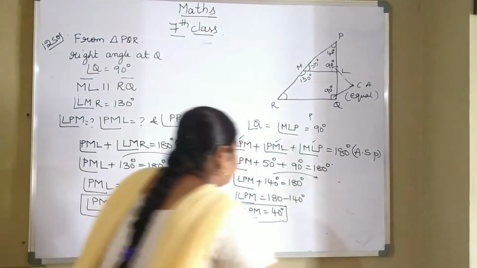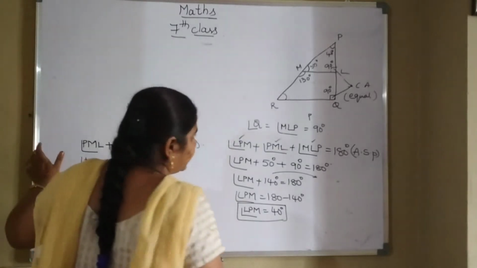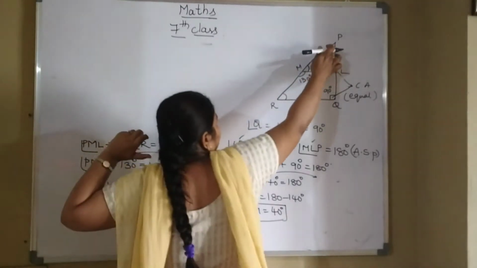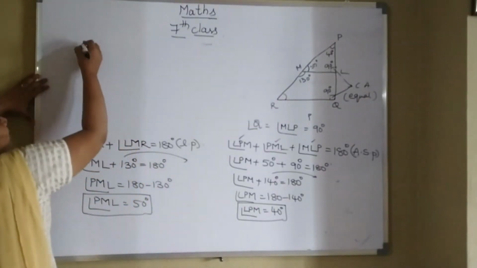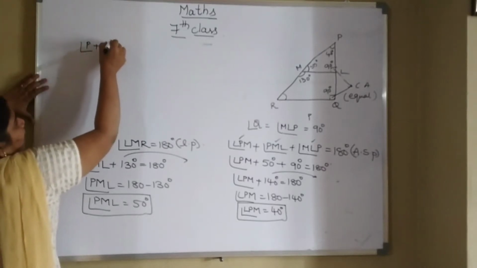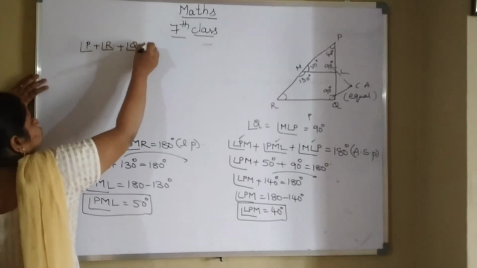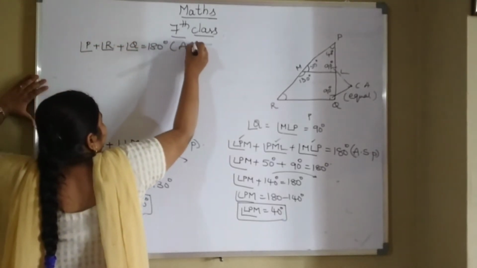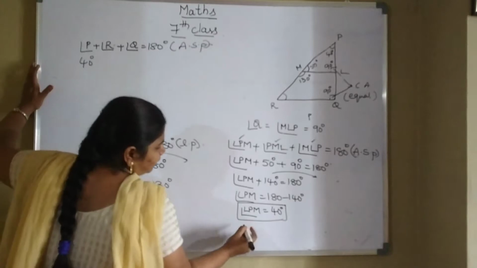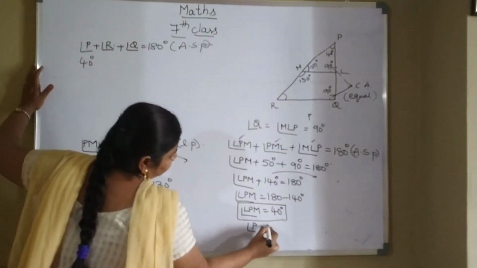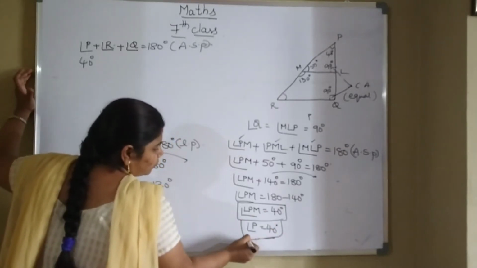Okay. Now again I am using the ASP property only. What is ASP property? Angle sum property. Sum of 3 angles will be equal to 180. Now I am using the single alphabets. Angle P plus angle R plus angle Q is equal to 180 degrees by using angle sum property. Angle P is 40. Angle P is nothing but LPM. These both are the same. This is in the form of 3 alphabets, this is in the form of a single alphabet.